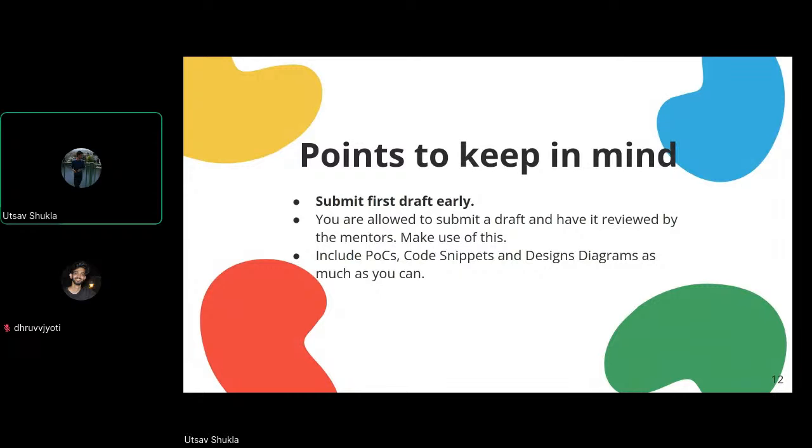Another thing is, don't just talk in air, like that I would do this, I would do this. Try to communicate how you will do this. And the best way to show it is by including proofs of concept, code snippets, and design diagrams in your proposal as much as you can. So yeah, this is very helpful.